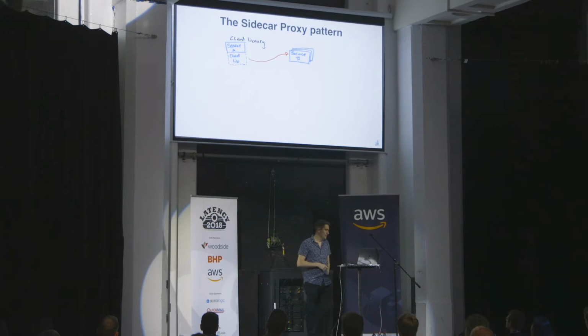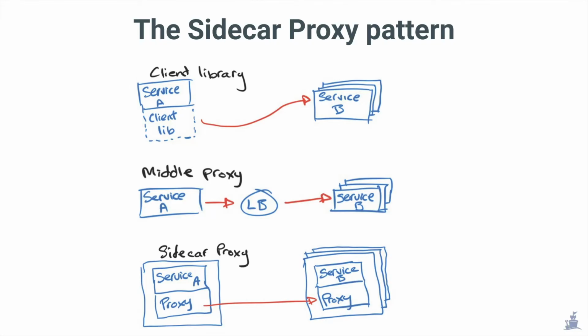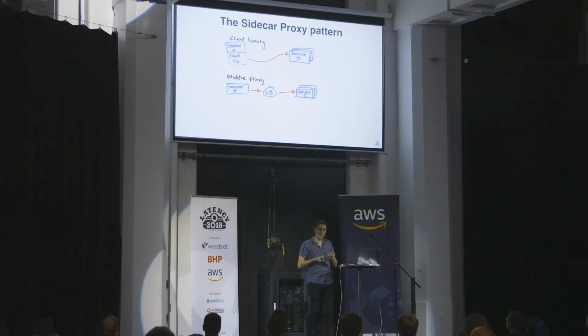Actually, I'll explain it here. There are 3 types of patterns I'm going to show. The first and second are not a sidecar proxy, the third is. The first is more traditional: you've got a service, a client library, and then you're talking to another secondary service. Then we've got service A load balancing off to service B, so we're starting to put something in the middle, and we can potentially control some of the traffic going between service A and service B.